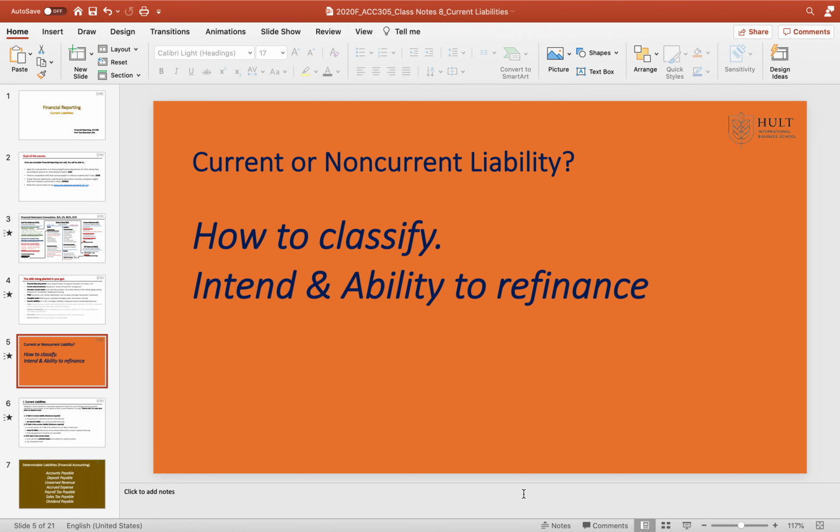Now let's discuss current liability versus non-current liability: how to classify a liability into the current or non-current section. That is important because investors like a company having long-term liability rather than current liability. So we need to focus on the intent and the ability to refinance. If a liability is classified as a long-term, non-current liability, that means the company has the intent and ability to refinance.